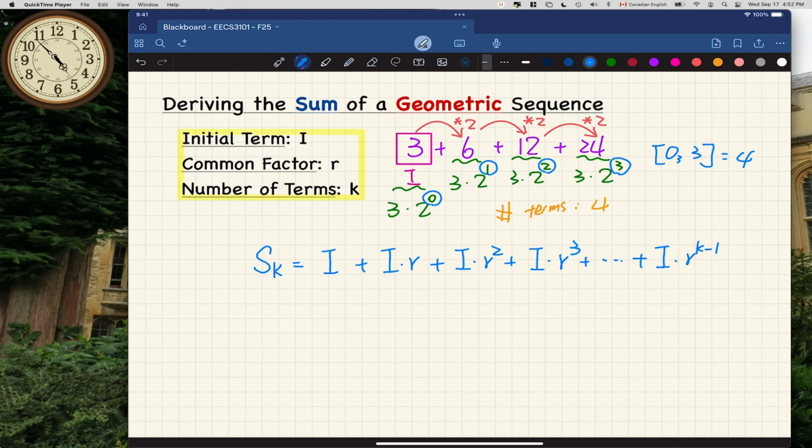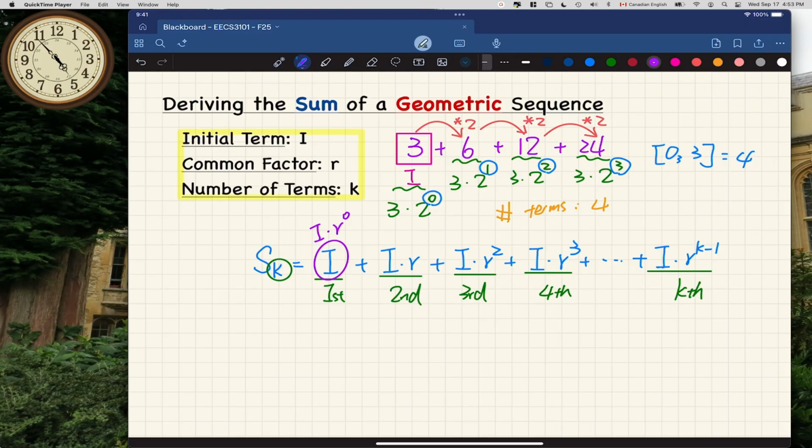Good. Quick annotation for you. So this one here is the first term. And this one here is the second term. And this one here is the third term. And this one here is the fourth term. And this last one here is the kth term. Right? Since we got k right here. And then, if you like, you can also rewrite the first one to be I times r to the power of 0, because r to the power of 0 is simply just 1.